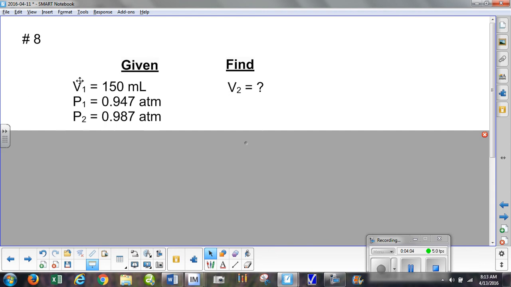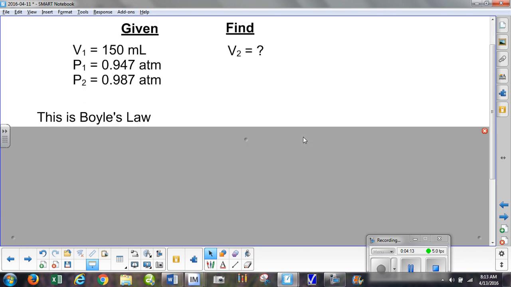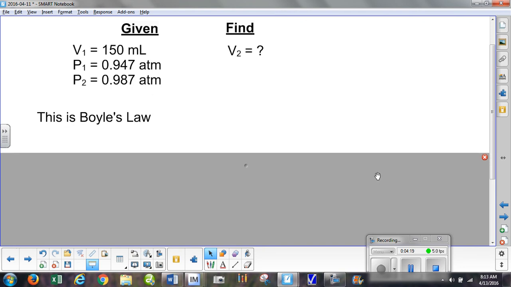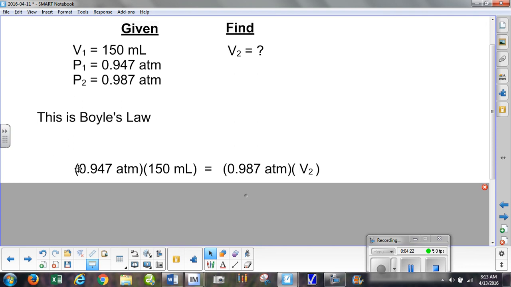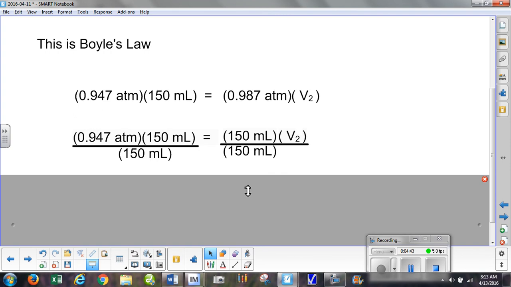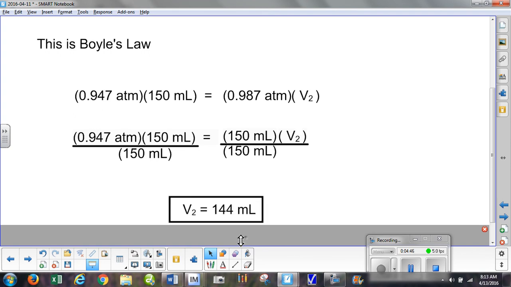This is going to be what kind of law? Don't recognize it? Boyle. Yeah, the first and most basic. As soon as you see it. Okay, with Boyle's law, P1 V1 equals P2 V2. And so what I've done is I've filled everything in here. P1 V1, and then you've got P2 and V2, V2 being your unknown. Now it's a matter of dividing both sides by 150 to solve for the unknown. And your answer would be here.